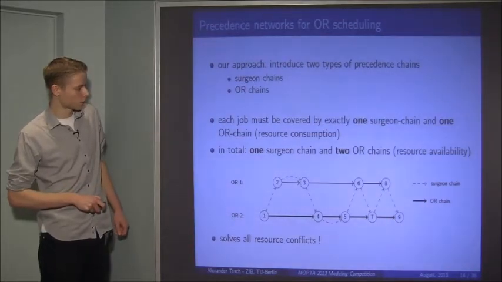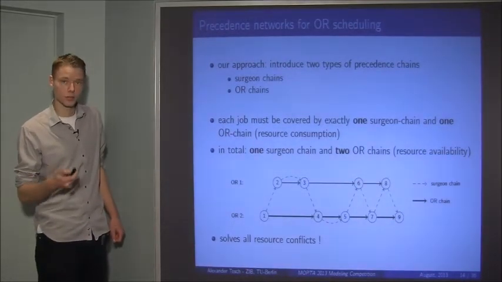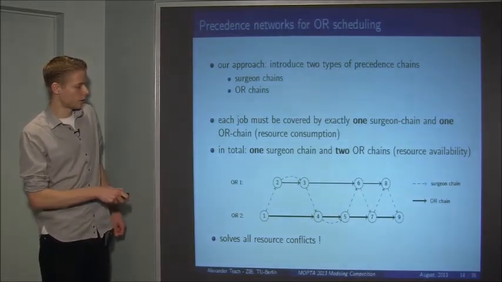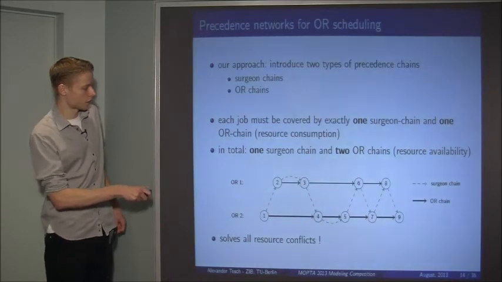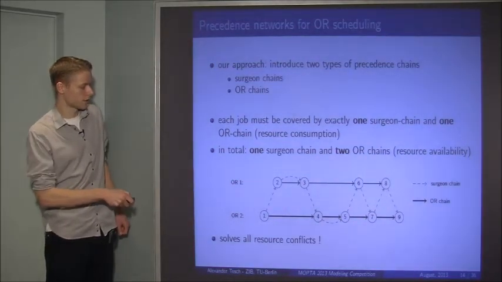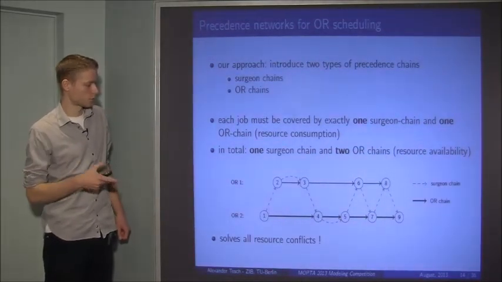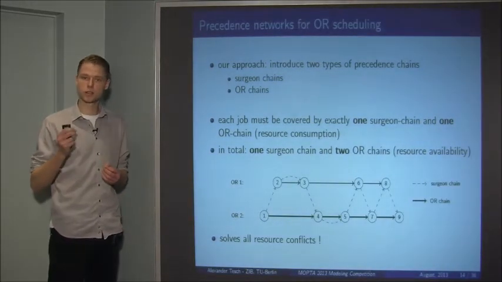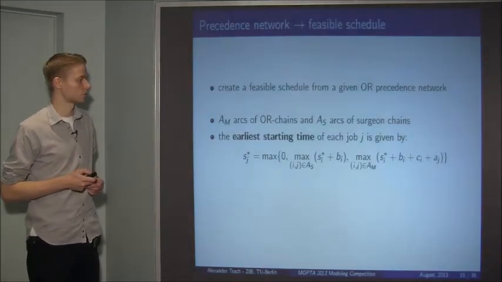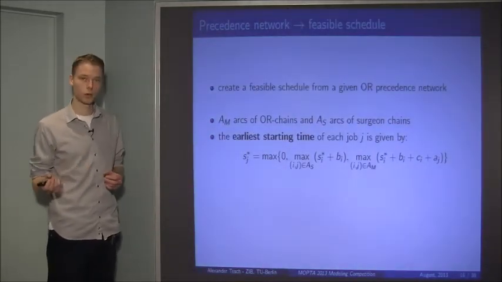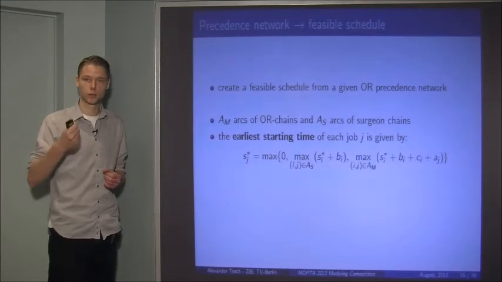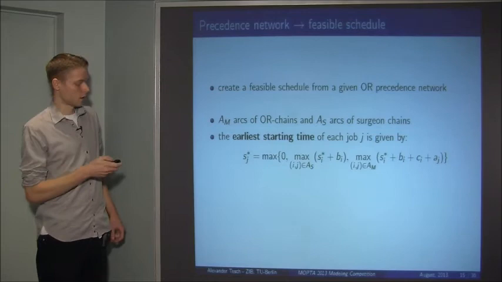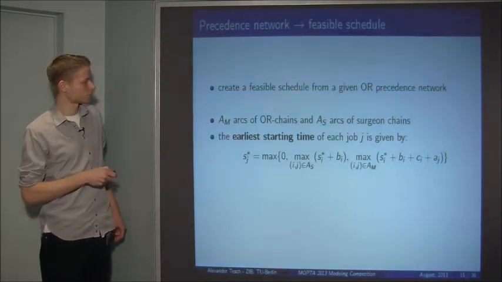And the whole surgeon chain, that means this is the sequence in which the surgeon processes the jobs, goes from here and here and here, and the OR chains are given by those thick lines here, and from these we have exactly two given. And the observation is that this solves all resource conflicts that we have. And now we want to create the feasible schedule, that means we want to find feasible starting times from this given precedence network, and this can be done like this.